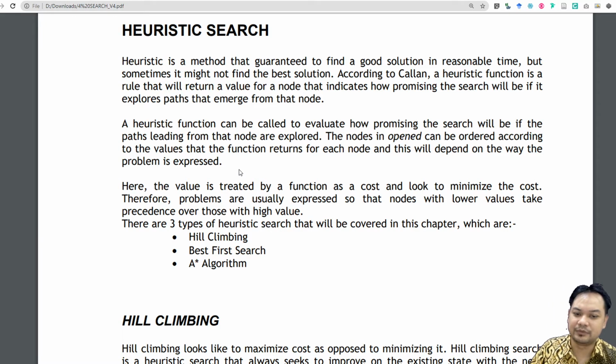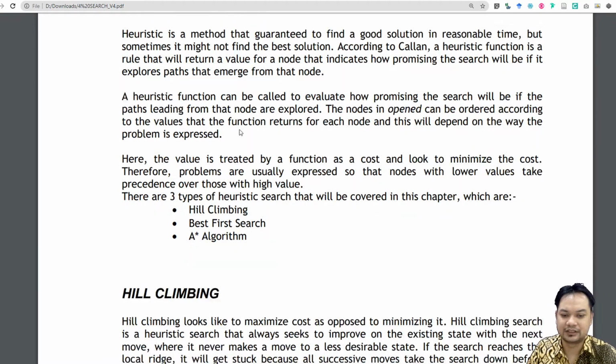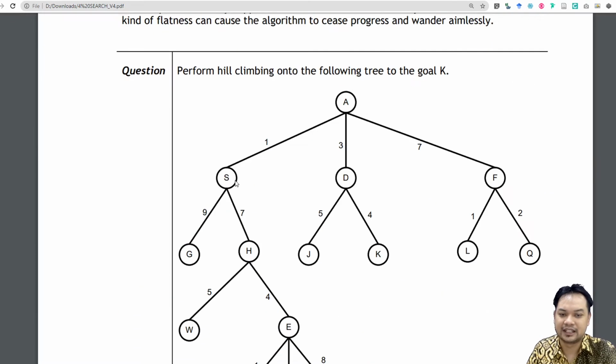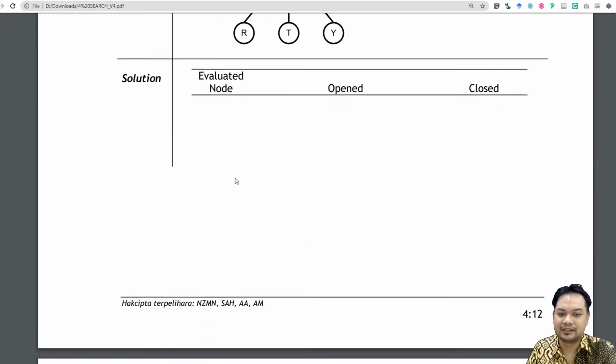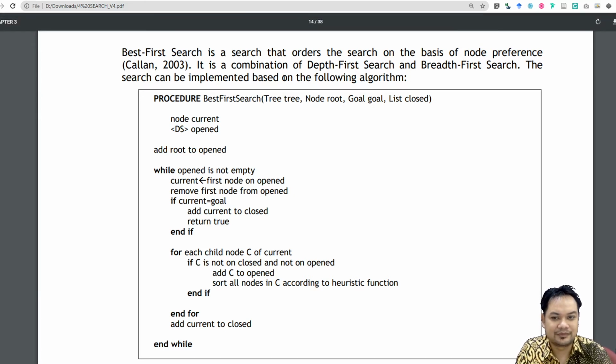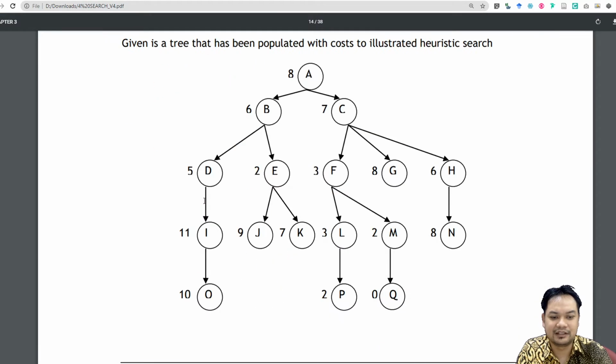However, this video will only cover best first search, because best first search is similar to depth first search and breadth first search. So we call it best first search. Best first search is a search algorithm that orders the search on the basis of node preference. It is a combination of depth first search and breadth first search, and the search can be implemented with the following algorithm. So this is the algorithm.